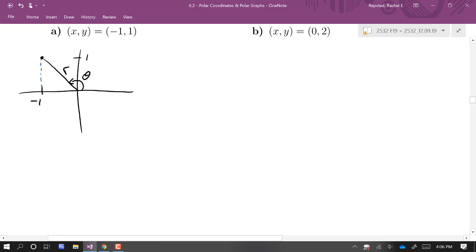Sort of imagine this as a nice right triangle. Maybe we'll find this angle alpha first. That allows us to use SOHCAHTOA. But if we want r, we just start out by using Pythagoras. So r is the square root of x squared plus y squared. So we get √2.